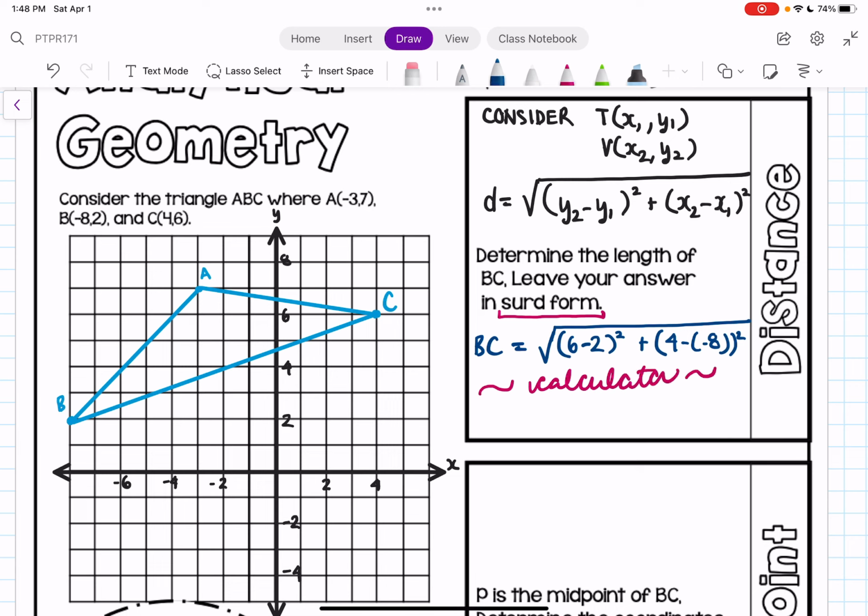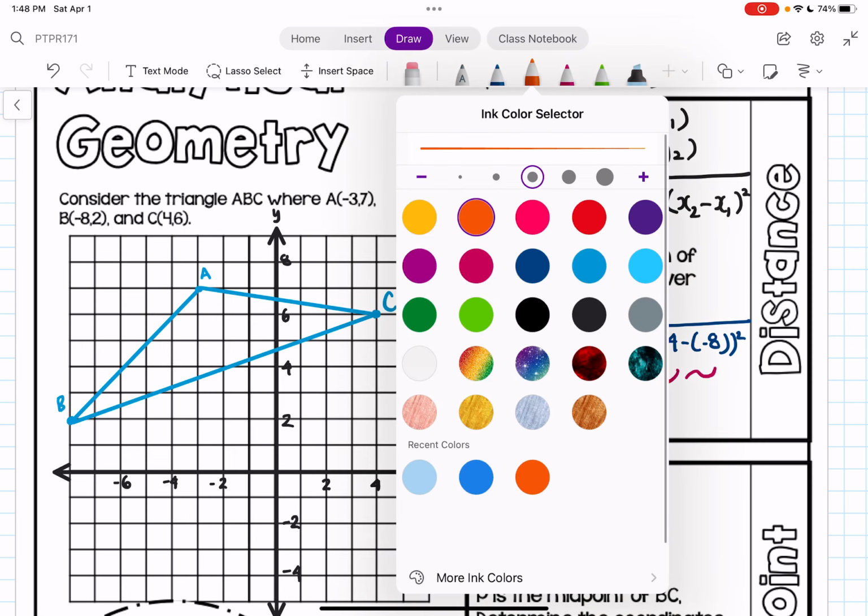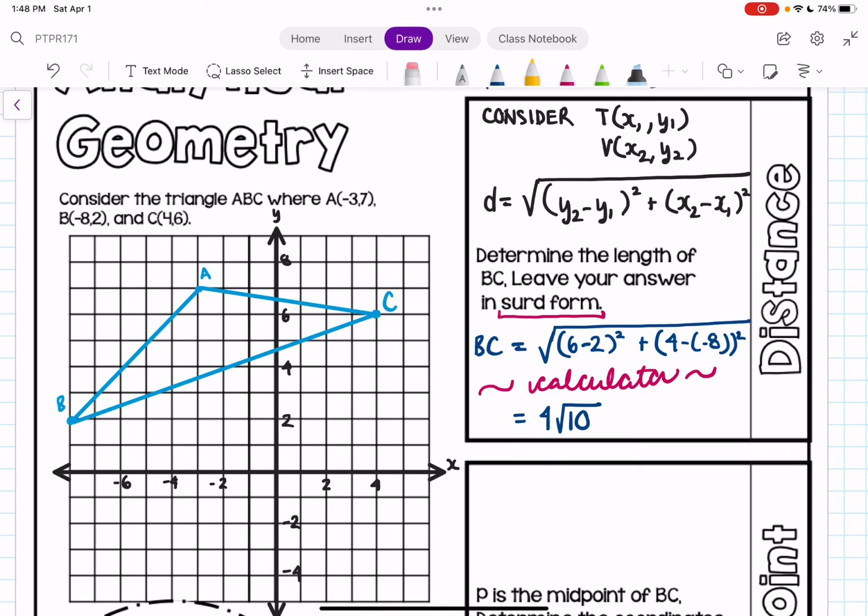You need to have a calculator that can digest this kind of information, and you have to know how to use your own calculator, okay? So we put this whole thing into our calculators, and we get 4 root 10. And that's why I also mentioned that your calculator should be able to give you simplest surd form without any other effort required.